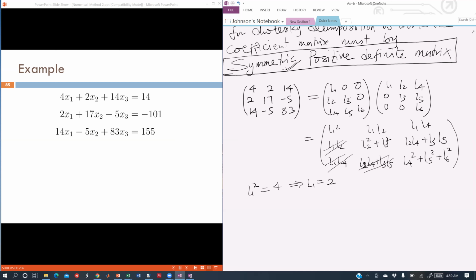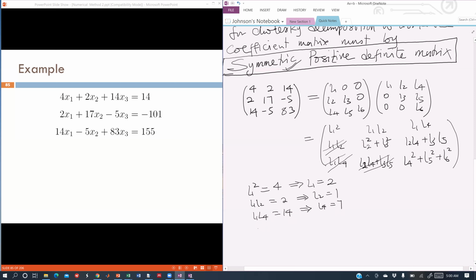So L1 is positive 2, then we have L1 L2, that one according to the left is 2. This implies that L2 is equal to 1 because L1 is 2. Then I have L1 L4 is equal to 14. And that implies, because my L1 is 2, L4 is 7.